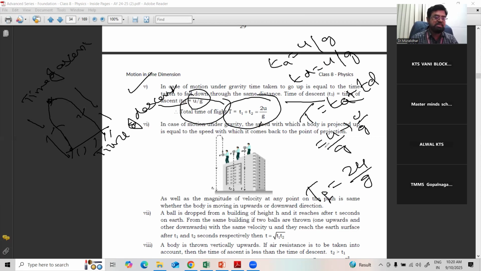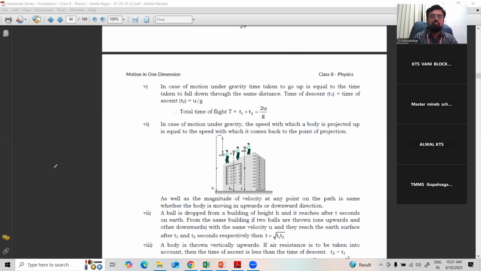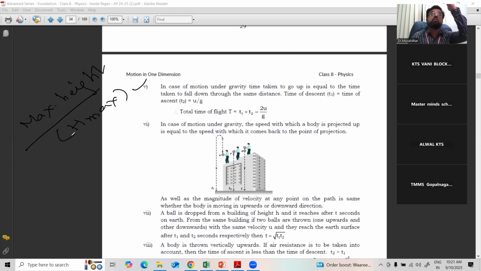One more important point, after time of flight, is the maximum height. Under the influence of gravity, you can find the maximum height, which we call H max. So what is the condition for maximum height? When a body is at maximum height, the condition is v is equal to 0, a is equal to minus g, s is equal to H maximum. At maximum we are calculating, not at any other place.